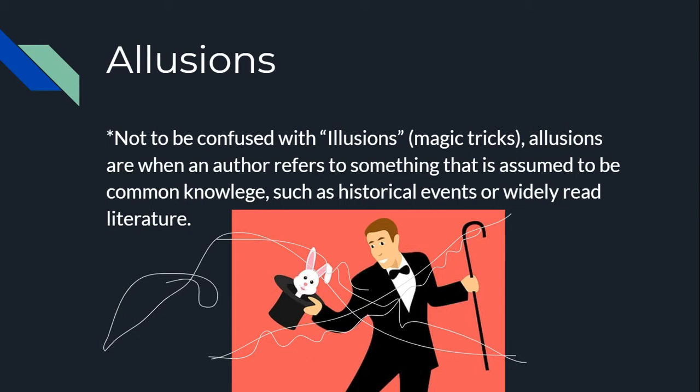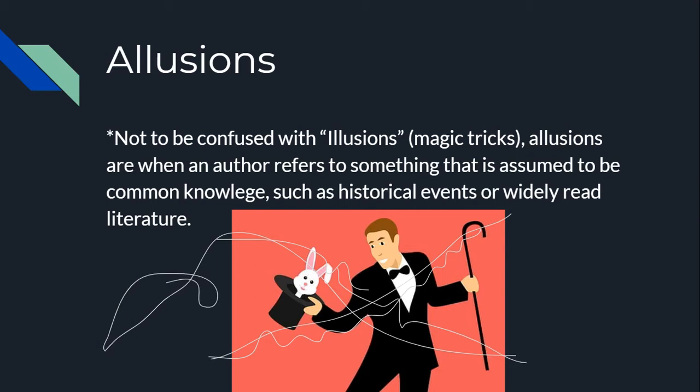Allusions are when an author refers to something that's assumed to be common knowledge, such as historical events or widely read literature. For example, many people will say, well, that was kind of a Hitler thing to do, or it's just like a Holocaust, referring to the big 1930s, 40s Holocaust that happened in Germany. They don't have to explain the whole thing. They assume everyone knows it.